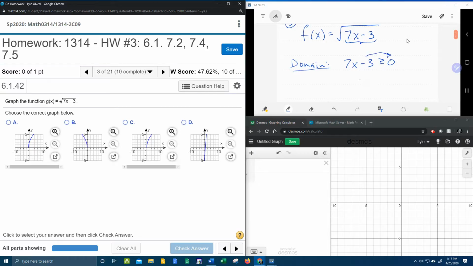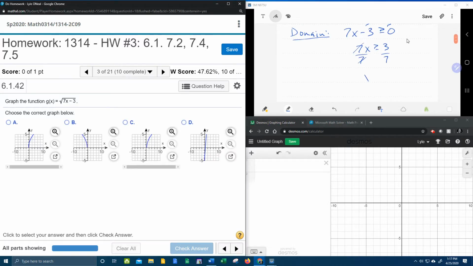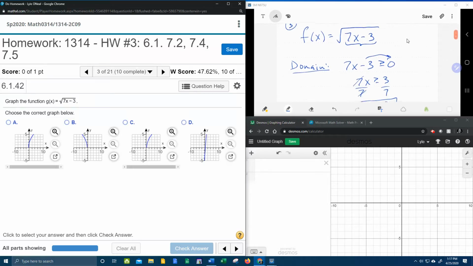Moving the negative 3 over makes that a positive 3. Divide both sides by 7, and that tells us that x has to be greater than or equal to 3/7. Okay, so that tells me where to pick my x's, or at least where to start. So now I'm going to make a little xy table.